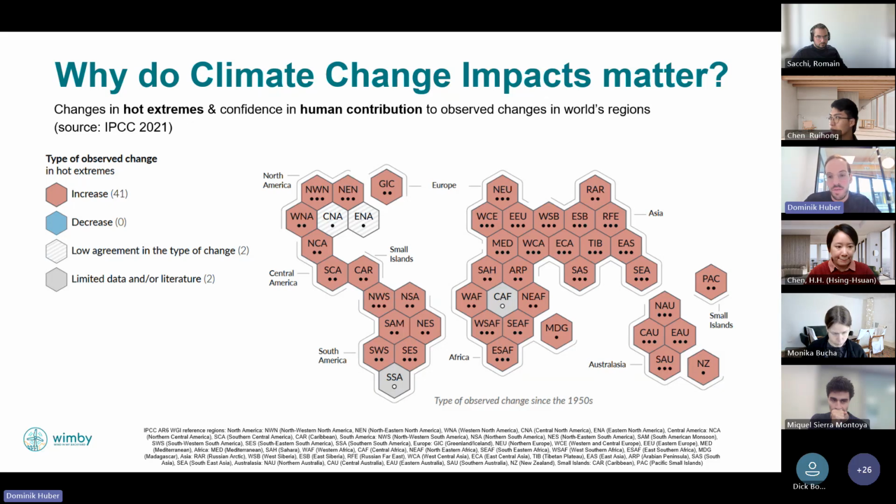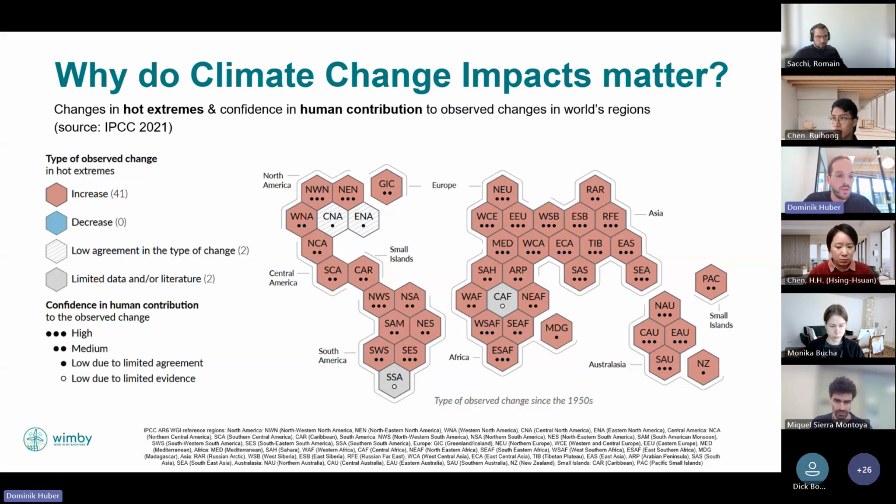The second observation is that these little points in every shape indicate a high confidence in human contribution. So one step to hopefully limit such extreme events could be the deployment of renewable energies such as wind turbines, and this is what we are talking about today.